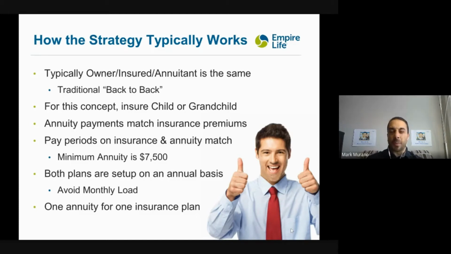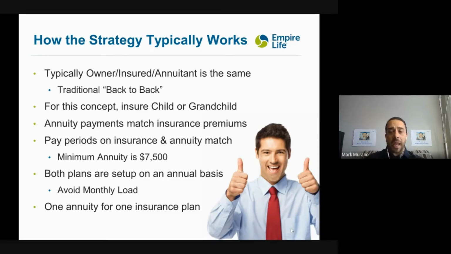I will note, with small policies, do be a little bit cognizant. The minimum annuity deposit has to be $7,500. We won't accept anything smaller than that. So you do have to have a bit of a minimum size to the premium, but we typically are able to do smaller policies fairly well.